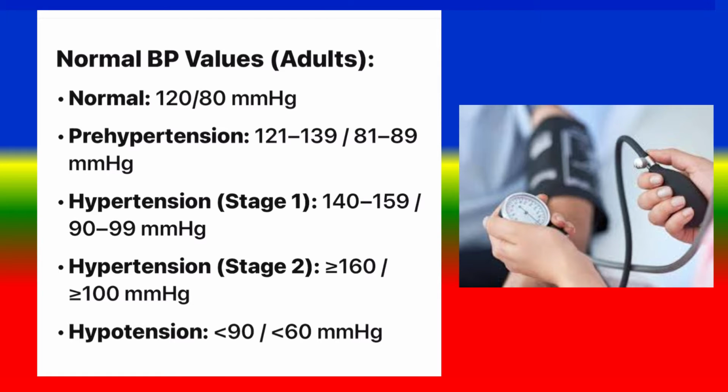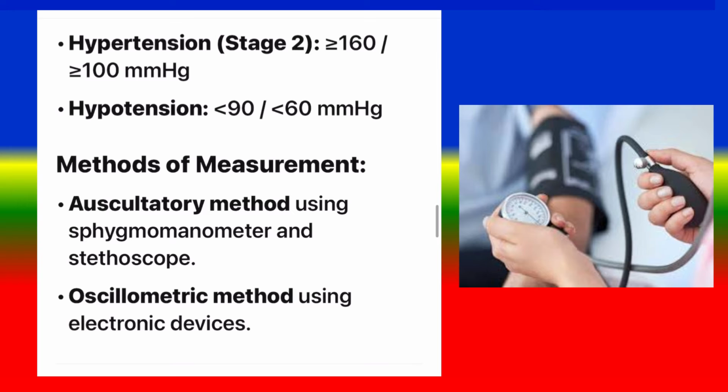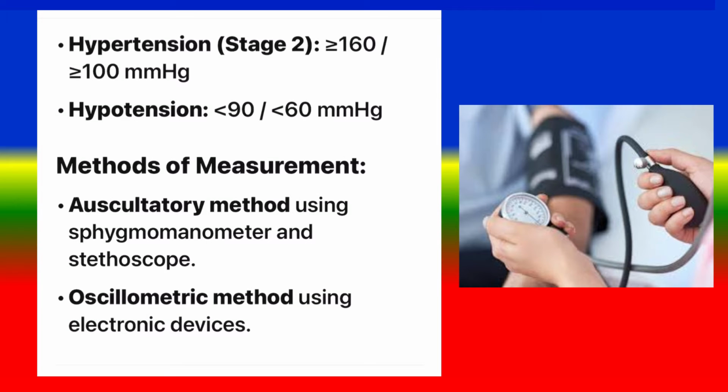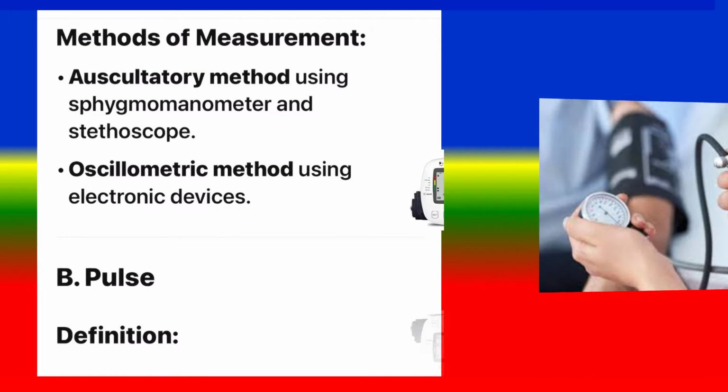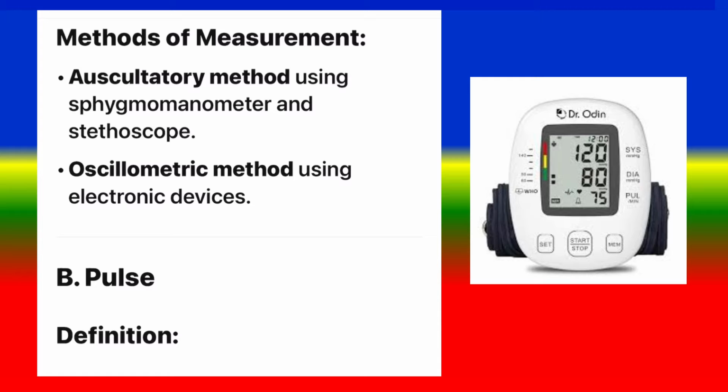Prehypertension, 121 to 139 over 81 to 89 mmHg. Hypertension, stage 1, 140 to 159 over 90 to 99 mmHg. Hypertension, stage 2, 160 over 100 mmHg. Hypotension, 90 over 60 mmHg. Methods of measurement. Auscultatory method using sphygmomanometer and stethoscope. Oscillometric method using electronic devices.